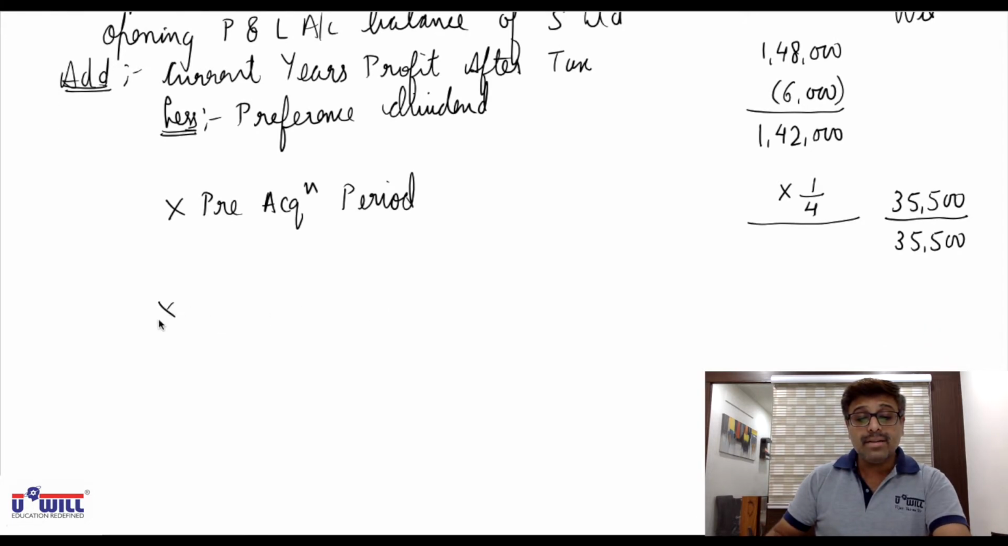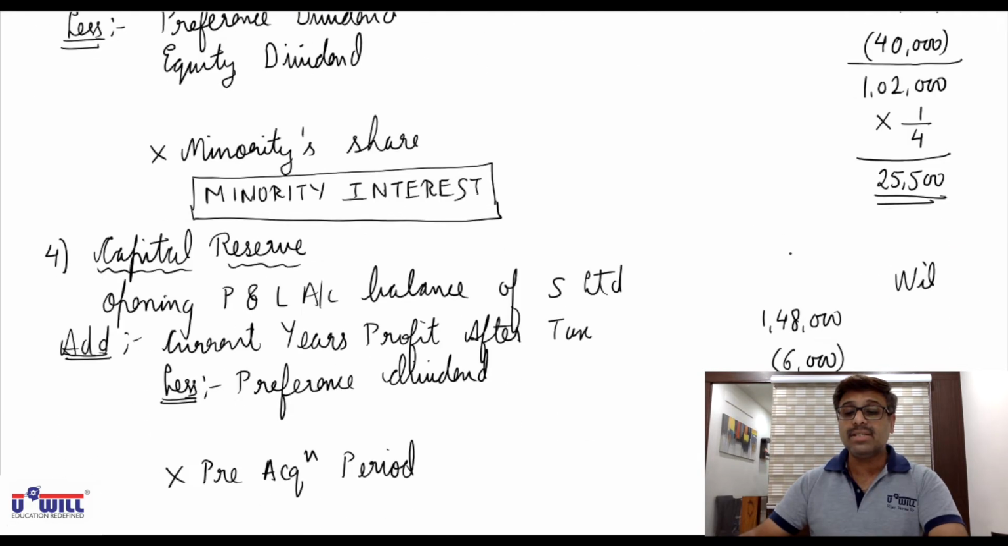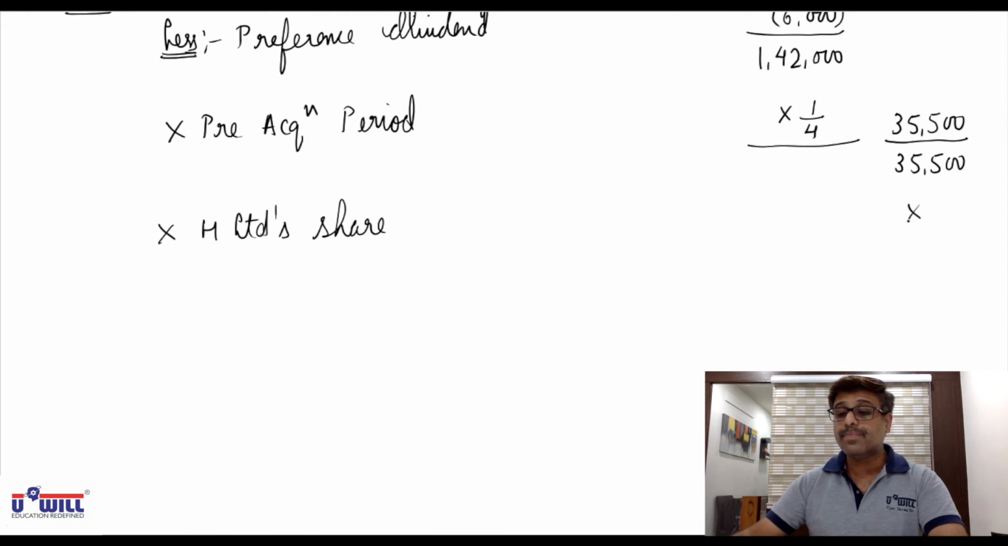Here you find holding company's share. What is holding company's share? 3/4. Okay, holding company's share is 3/4. So into 3 divided by 4. 35,500 into 3 divided by 4, that comes to 26,625.